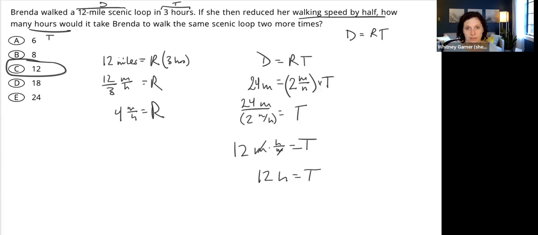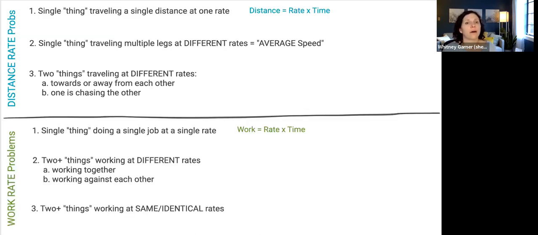Okay. Next up, we need to talk about what happens when we have our number two item. So on our list of distances, the second thing that we're going to talk about is what happens when we have a single thing that travels multiple legs of a trip. Okay, so multiple legs of a trip.